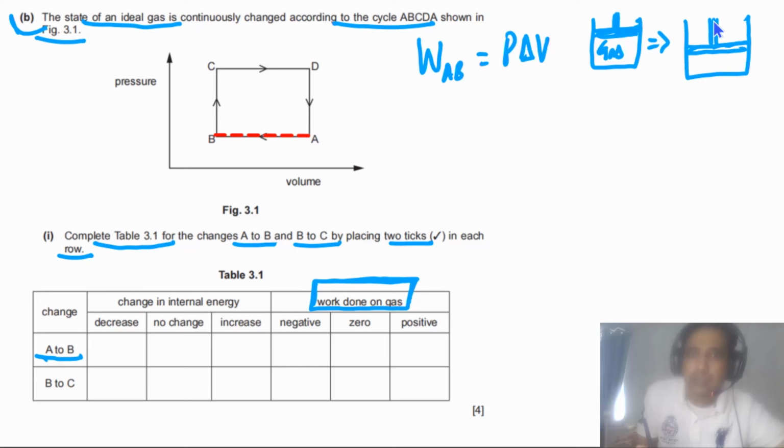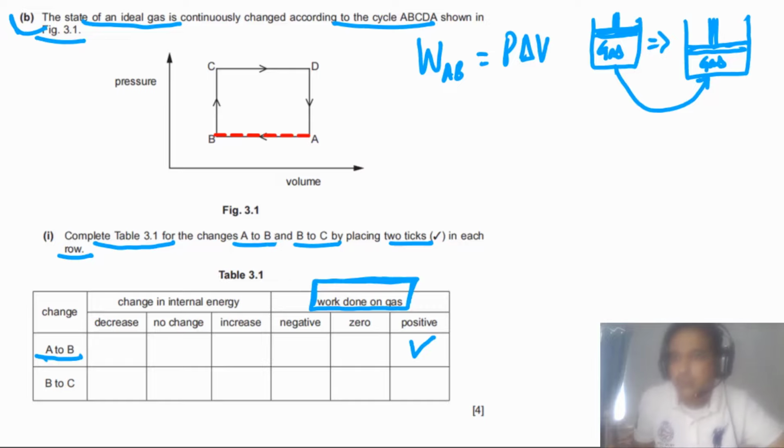So the piston is here now, and the gas has been compressed. As in this case the gas is compressed, it means work is done on gas, and work done on gas is positive. So that's all you need to understand for A to B work done.